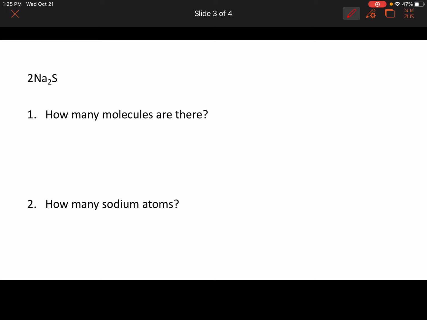So looking at this, if I have 2 Na2S, what does that mean? How many molecules are there? So first of all, looking at this, you have to be able to see this and tell yourself, this means that I've got 2 moles of sodium sulfide. So knowing that you've got 2 moles of sodium sulfide, how many molecules are there?